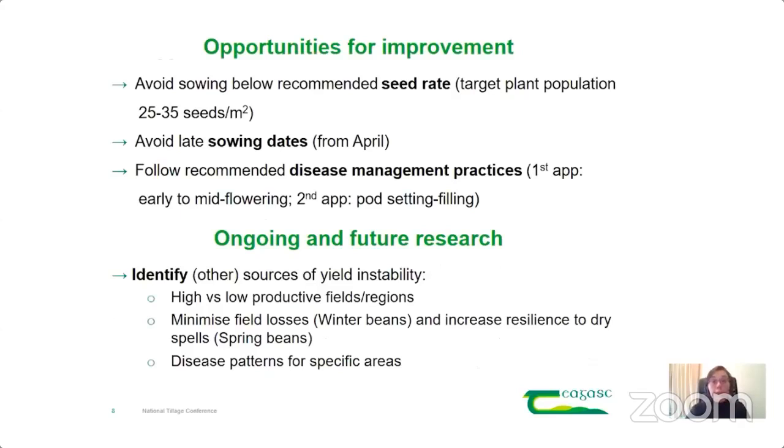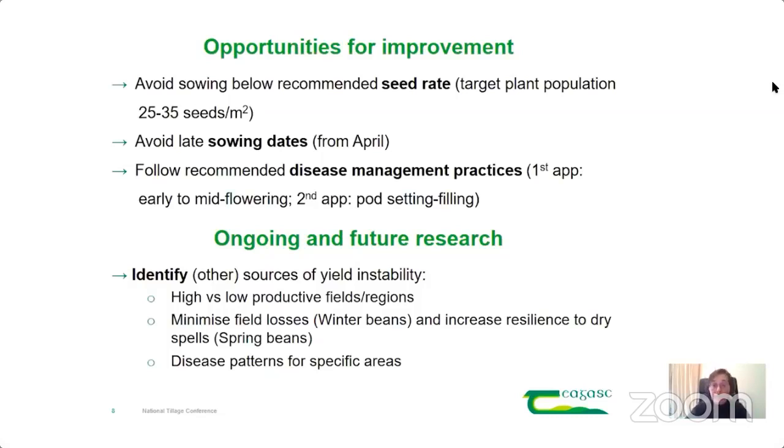Avoid sowing below recommended seed rate, target a plant population of 25 to 35 seeds per square meter, avoid late sowing dates, specifically from April, and follow recommended disease management practices. For chocolate spot, first application should be between early to mid flowering, second application between pod setting and pod filling.